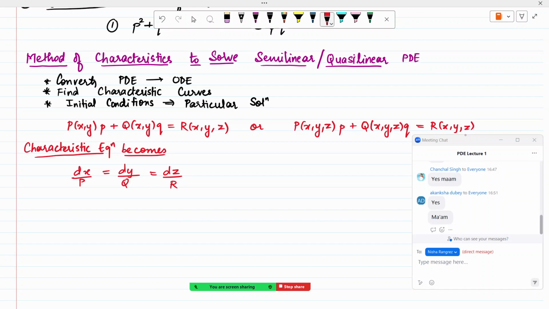Equating two of them at a time, you will get three combinations: dx and dy together, dx and dz, and dy and dz. You are expected to solve any two combinations. Again, question to question, it will vary which ones to take. Once you choose those two combinations, you solve them using the method of ODE, and after applying the initial conditions, that will give you the particular solution. I hope this skeleton or structure is clear to everyone.